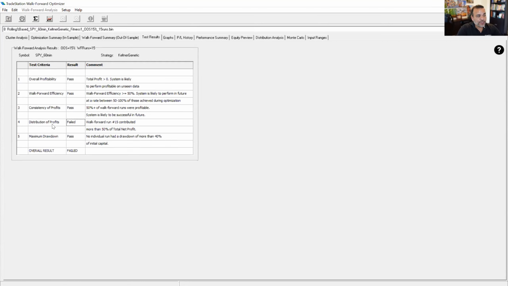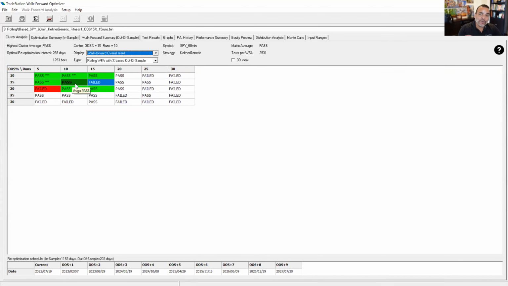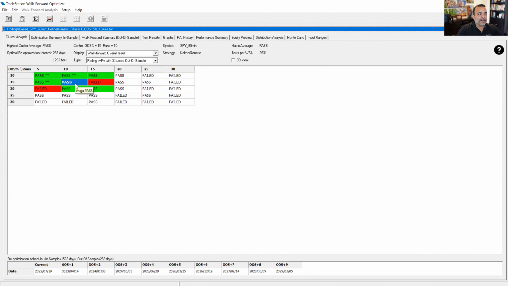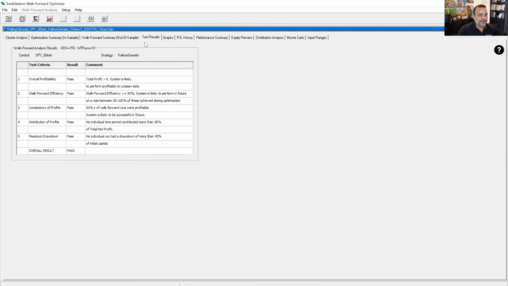It failed the distribution of profits. Walk forward run number 15 contributed more than 50% towards the complete run. So it's interesting that you can always go back to the cluster analysis, click on one that you want to drill down on, and you see all the details of that particular run. I'm going to click back on the one that we were looking at. Test results, you can see that it passes everything.